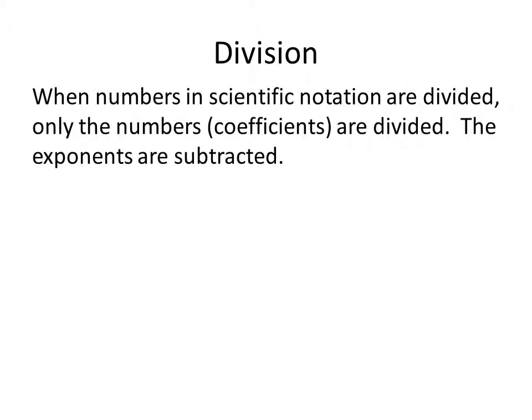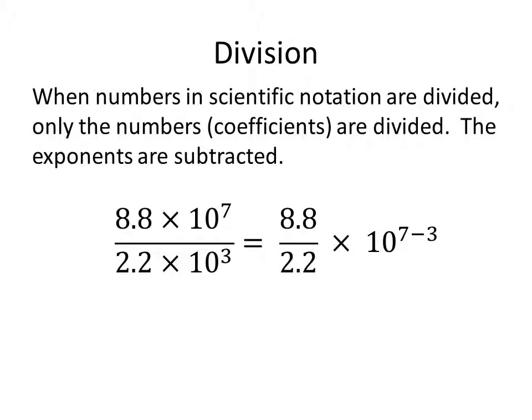Division is done in a similar fashion, but when numbers in scientific notation are divided, we divide the coefficients and we subtract the powers of 10. In this example, 8.8 times 10 to the 7 is divided by 2.2 times 10 to the third. So we're going to take the 2 significands, the 2 coefficients in the front, and divide them. 8.8 divided by 2.2. For our powers of 10, our exponents, we have 7 on top and 3 on bottom, so our power of 10 will be 7 minus 3, as shown here.